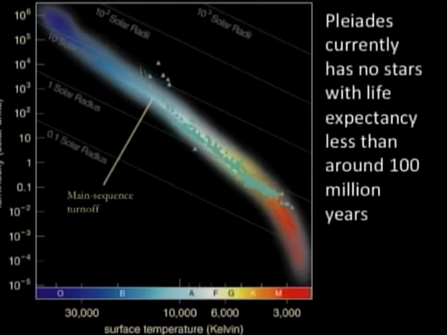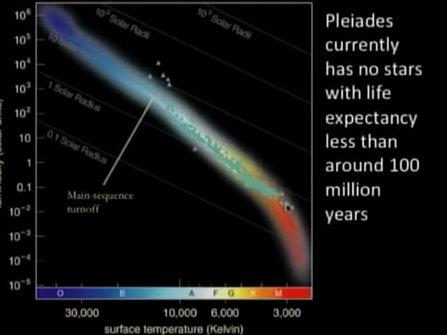So the fact that we don't see bright O and B stars tells us that this cluster has had time for all the O and B stars that were formed to die. So the age of this cluster is around 100 million years.